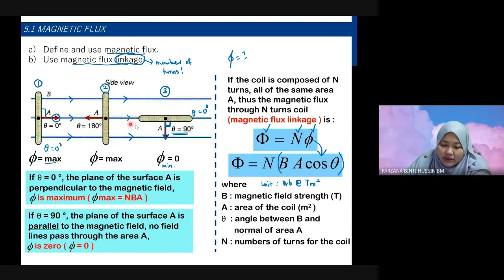The third one looks like the plane is parallel to the magnetic field, but remember, we need to determine the angle from the normal of the plane. That means the angle between the normal and the magnetic field is 90 degrees. So cos 90 gives you 0. If it happens to be in this position, where the plane and magnetic field are parallel, then the magnetic flux will be equal to 0.